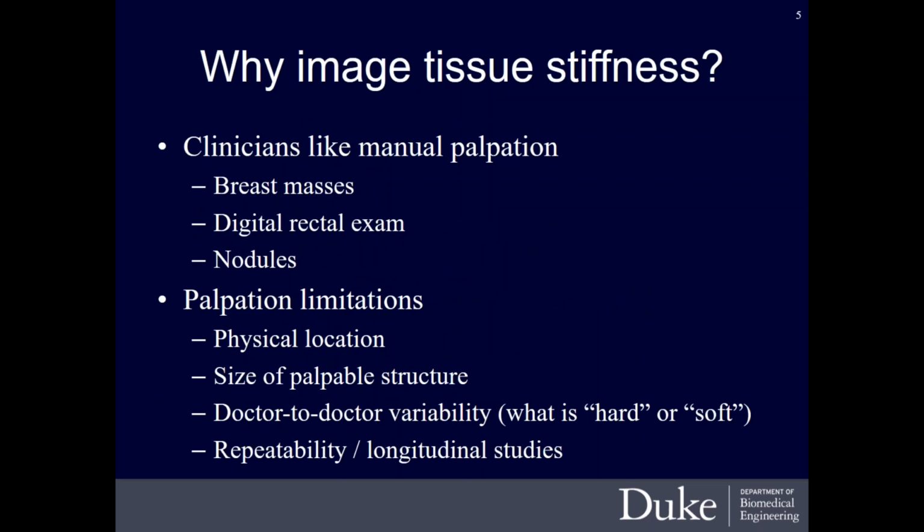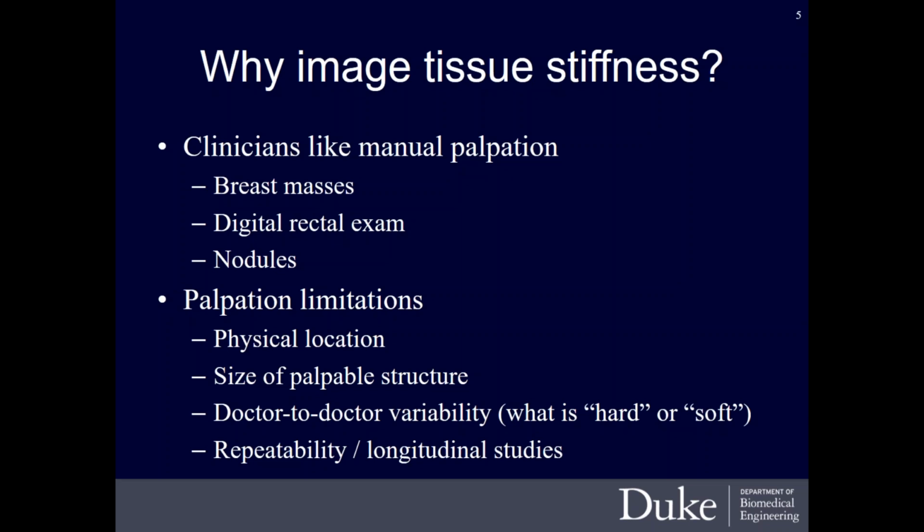So one of the first questions someone might have is why image tissue stiffness. For ultrasound, historically, material properties haven't been a reported metric. Everyone looks at echogenicity or flow parameters with Doppler and things along those lines. But we do know that clinically tissue stiffness already has great traction among the practitioner. We know that manual palpation is a common way for people to try to delineate things about disease state, palpation of things like breast masses, the digital rectal exam, feeling nodules throughout the body.